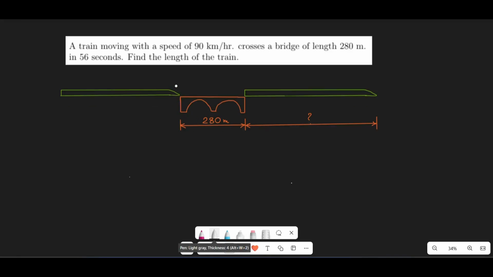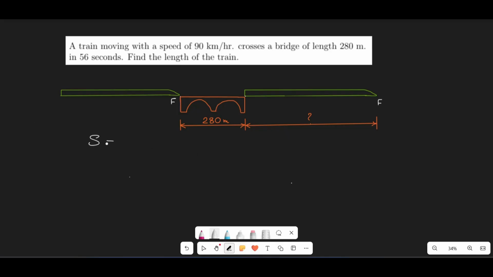Here, this is the front end of the train. At this point, the front end of the train is entering the bridge. And when will the rear end of the train leave the bridge? At the time when it has completely crossed the bridge. So we need to find the length of the train plus the length of the bridge, in order to see the length traveled by the train to cross the bridge. So this is the total distance: 280 plus the length of the train.